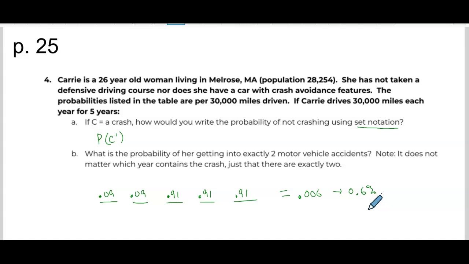Okay, so that gives us a pretty good idea of how to do these independent and dependent probability problems and how they relate to insurance.